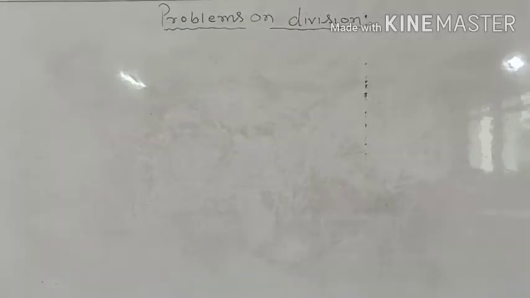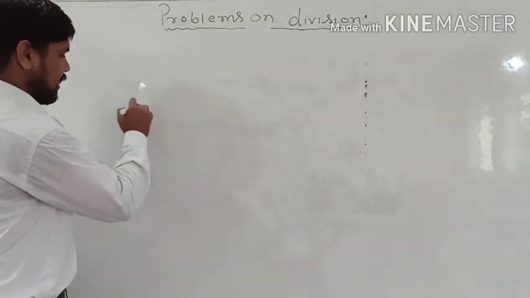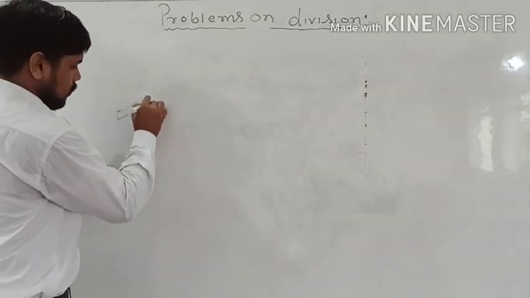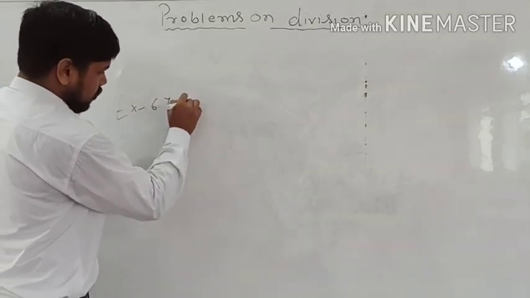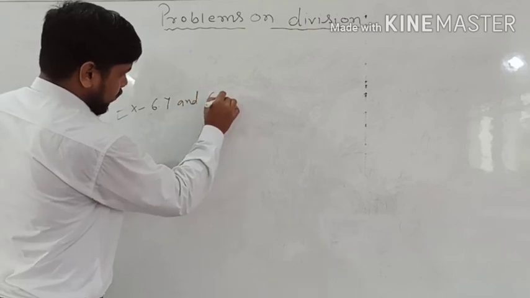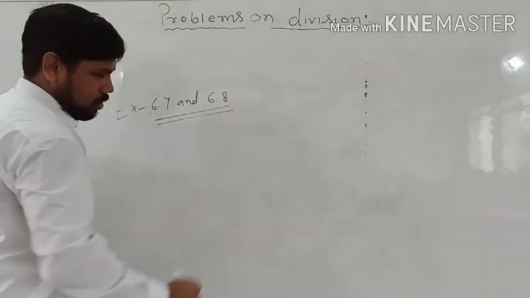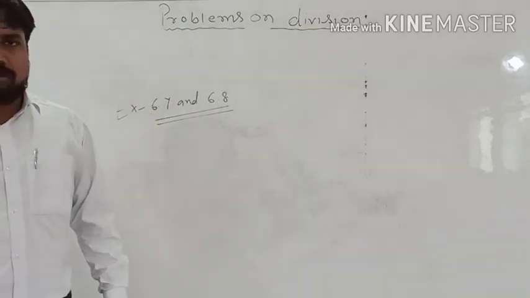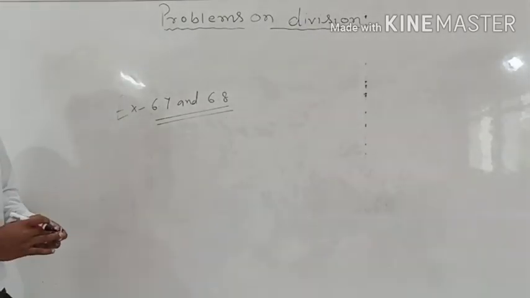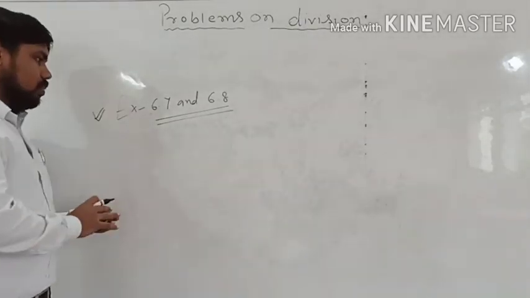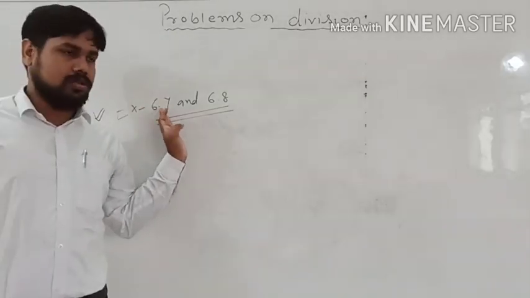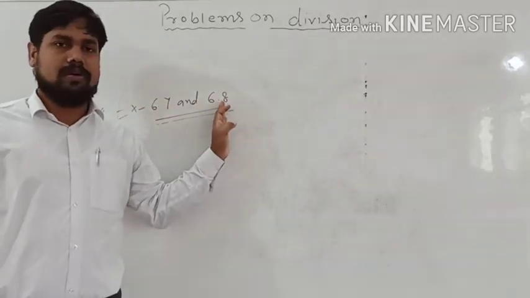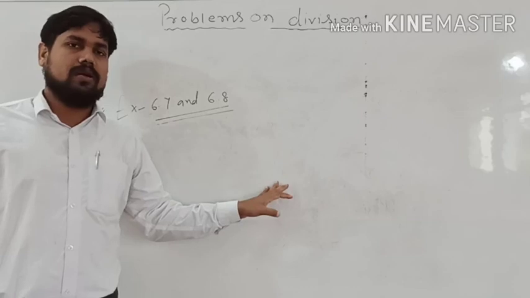Now I hope you are able to solve exercise 6.7 and 6.8. So these two exercises are your homework. You can do 6.7 in your book also, and 6.8 question number 1 you can do in the book. Rest of all you have to do in the copy.